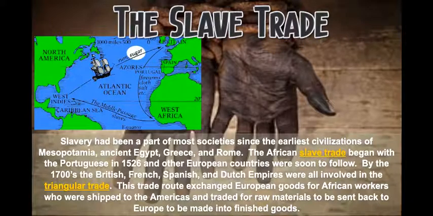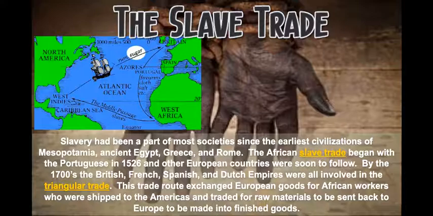In order to understand slavery in the United States, we have to go back and look at the slave trade and how it got to the United States to start with. Slavery had been a part of most societies since the earliest civilizations of Mesopotamia, ancient Egypt, Greece, and Rome. The African slave trade began with the Portuguese in 1526, and other European countries were soon to follow. By the 1700s, the British, French, Spanish, and Dutch empires were all involved in the triangular trade.